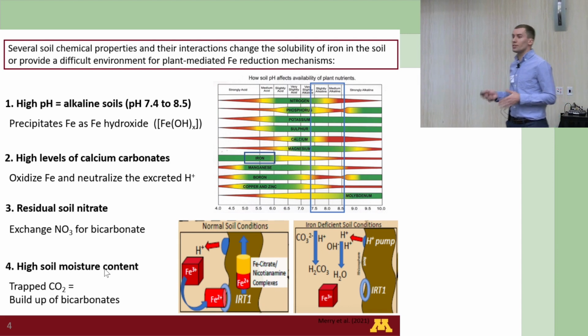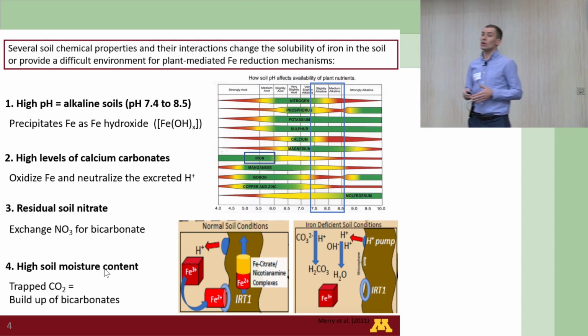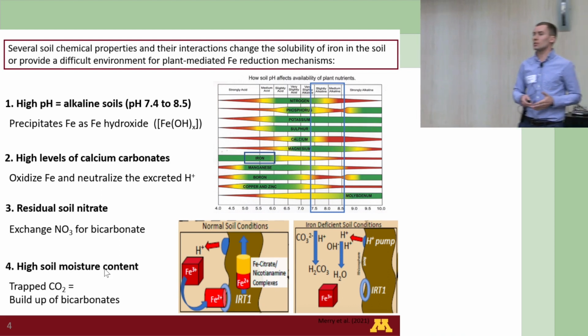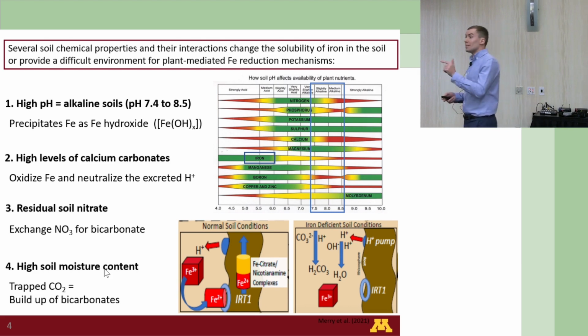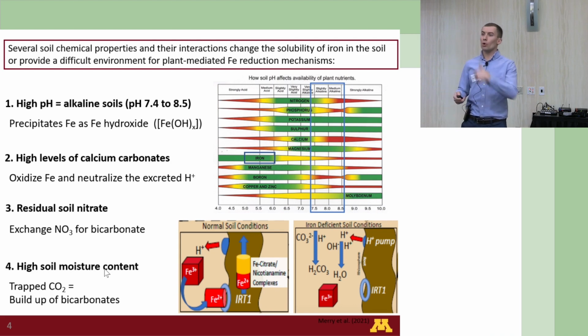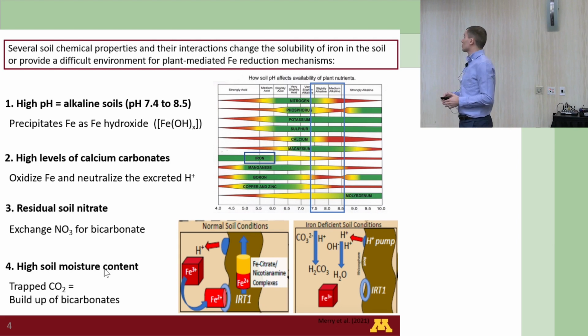A third factor is residual soil nitrate. When nitrate is excessively present in the soil, soybean plants preferentially take up nitrate instead of doing biological fixation of nitrogen, and in the process, they release bicarbonates to balance intracellular charge. The problem is that these bicarbonates also show a buffering effect, neutralizing the hydrogen protons and organic acids that were meant to convert less soluble ferric iron to more soluble ferrous iron.